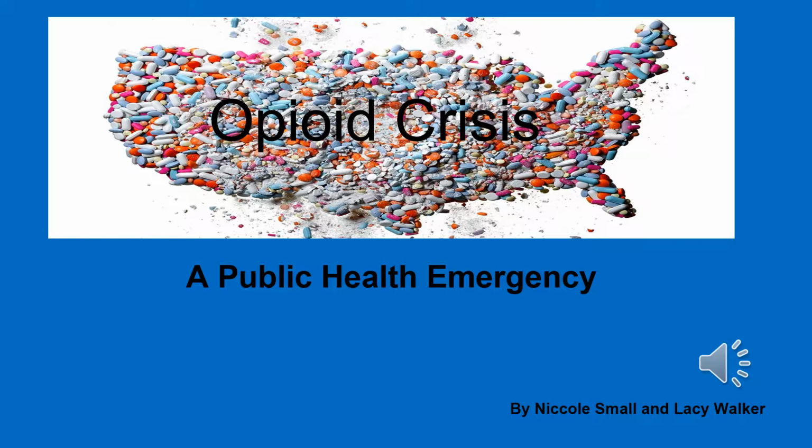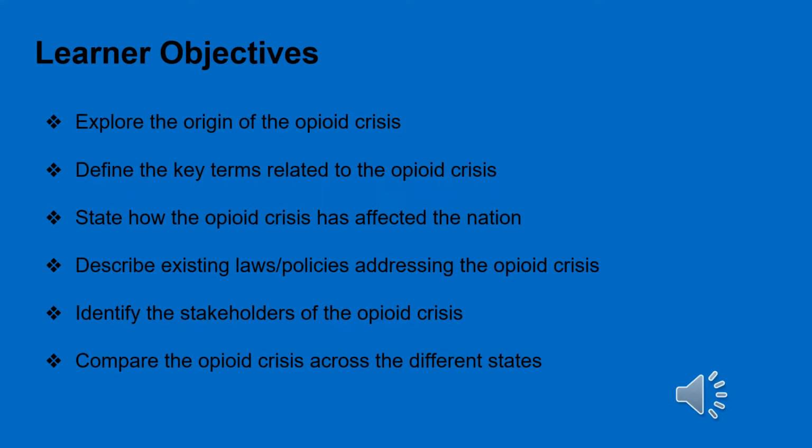Opioid crisis, a public health emergency. The objectives for this presentation will be to explore the origin of the opioid crisis, define the key terms related to the opioid crisis, state how the opioid crisis has affected the nation, describe existing laws and policies addressing the opioid crisis, identify the stakeholders of the opioid crisis, and compare the opioid crisis across the different states. And specifically, we'll be looking at the states Mississippi and Tennessee.